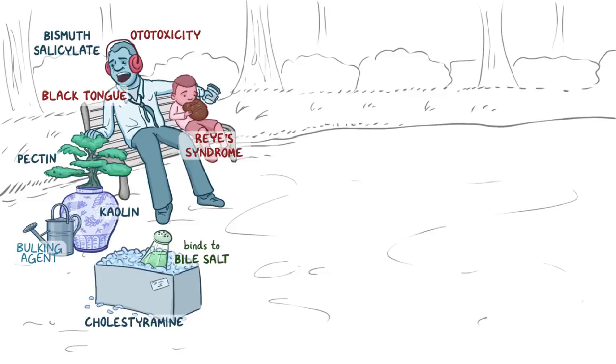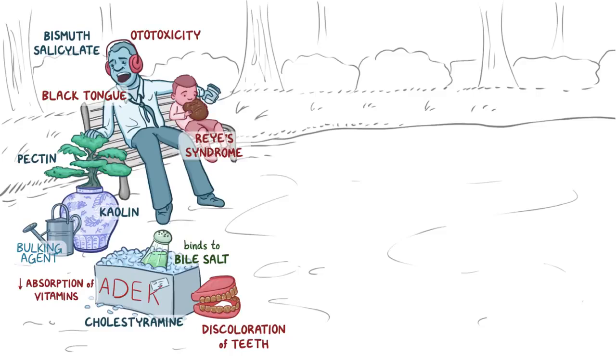to bile salts. For side effects, the letters A, D, E, and K are written on the box to help you remember the decreased absorption of these vitamins. And next to the box is a pair of brown-colored dentures to help you remember its effect on the teeth.